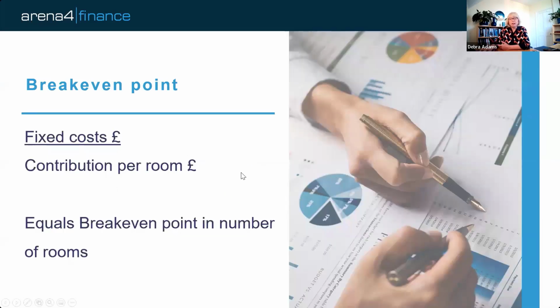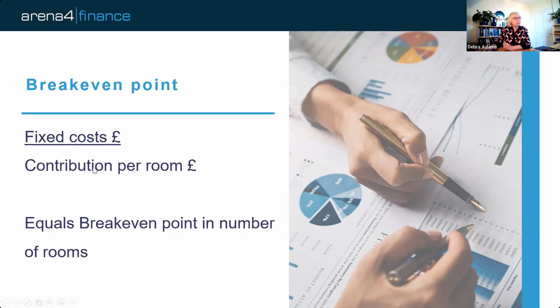So how do you calculate the break-even point? Well, the break-even point is the fixed costs for a time period. So you could do break-even per day, you could do break-even per week, per month, per year. So when you look at the fixed costs in the formula, it has to be for that period. So your daily fixed cost or your weekly or monthly or your annual figure.